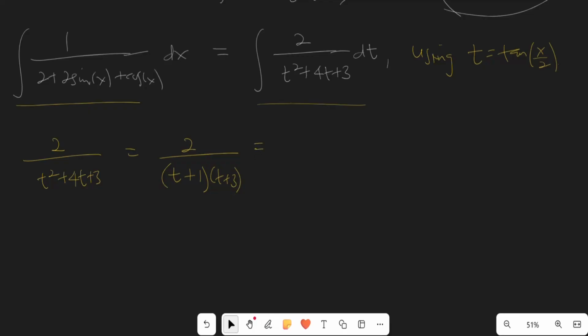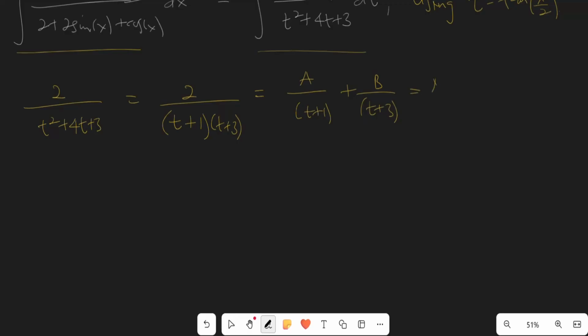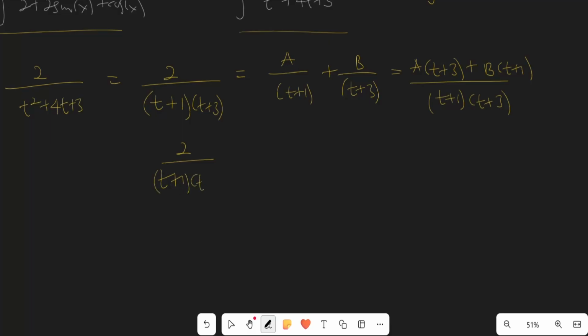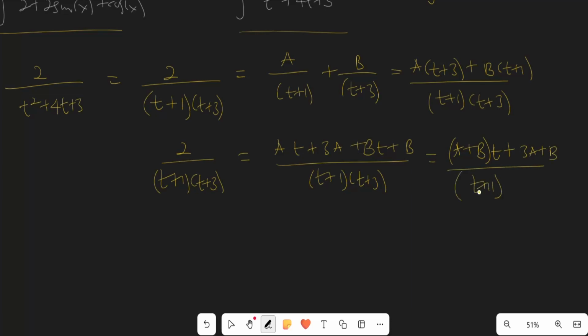And that should be equal to, using partial fractions, we can let a over t plus 1 plus b over t plus 3. So we can split this one down. We do cross multiplication: a times t plus 3 plus b times t plus 1, all over t plus 1 times t plus 3. So we have 2 over t plus 1 times t plus 3 equals, multiplying this out, at plus 3a plus bt plus b all over t plus 1 times t plus 3. That should be equal to a plus b, by doing some factorization, times t, plus 3a plus b. Those are constants, divided by t plus 1 times t plus 3.